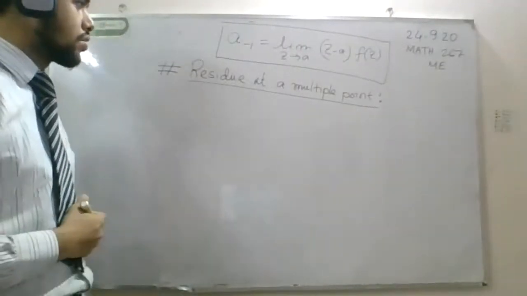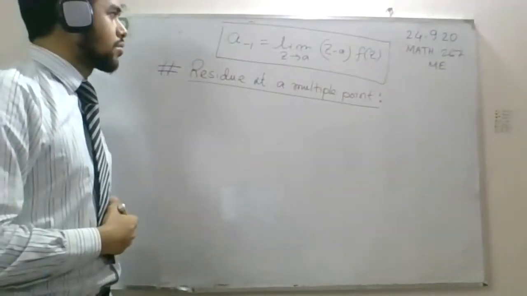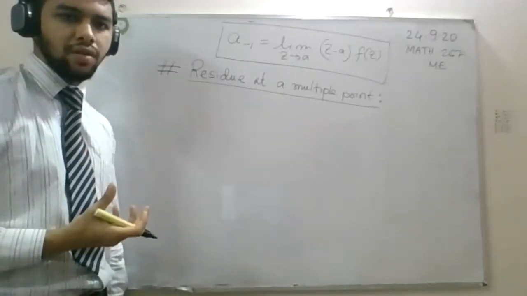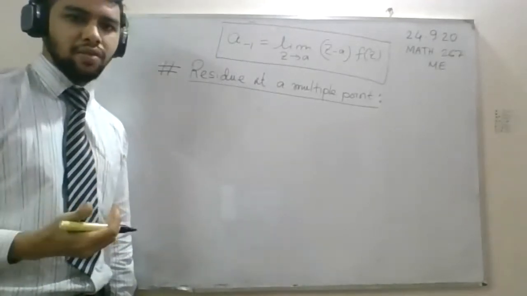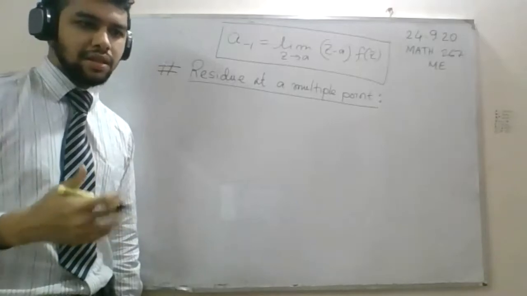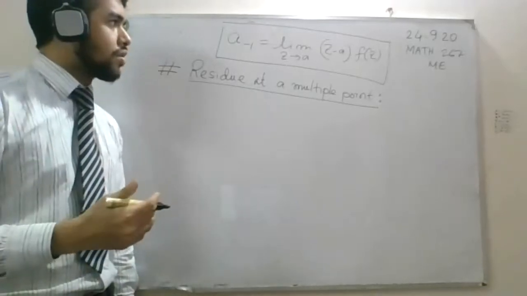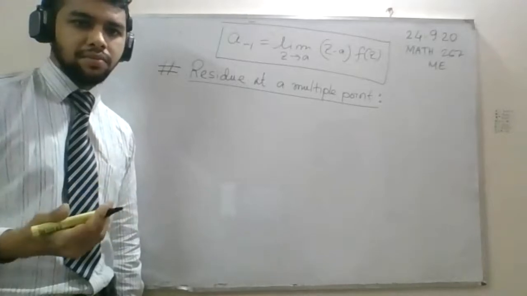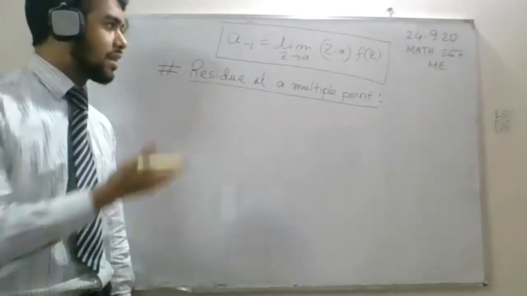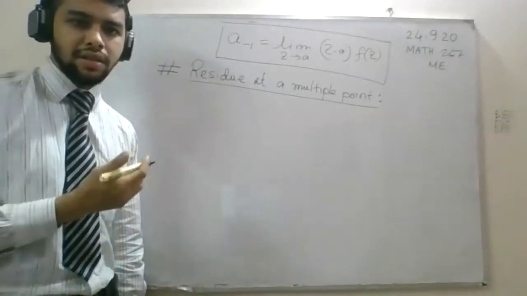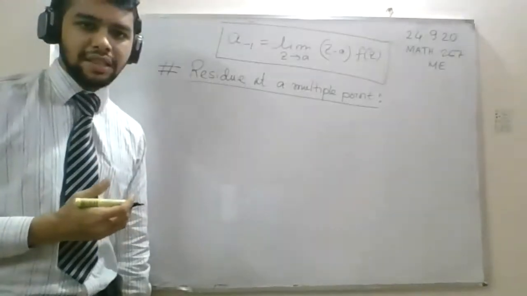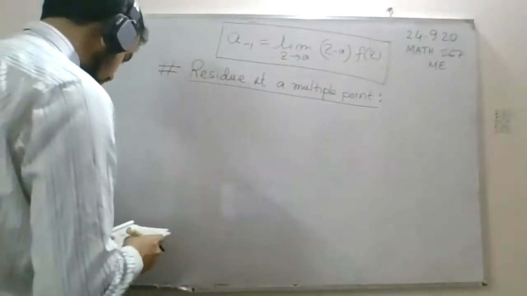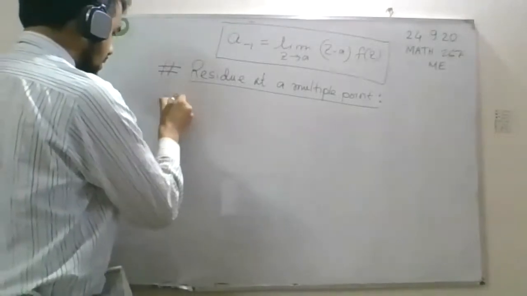Okay. So now today I am going to show you how to find out the residue for a higher pole of order n. That means when the pole is of higher order, like double, triple or higher, what the residue formula will be, we will discuss that today. Okay, now here is the theorem.